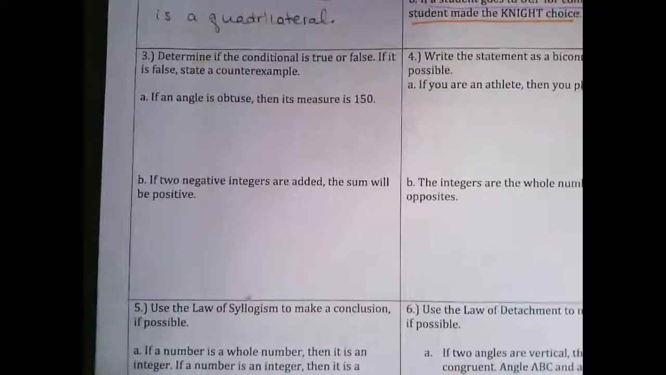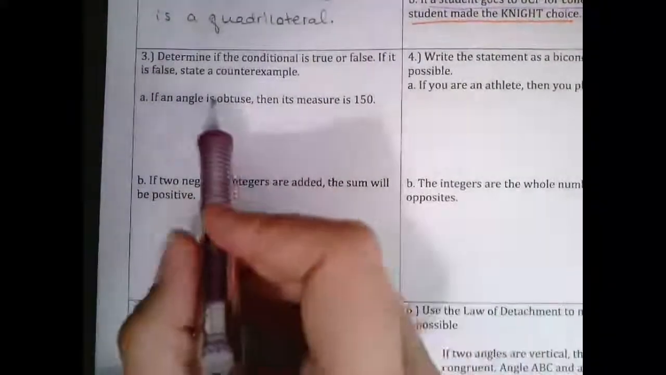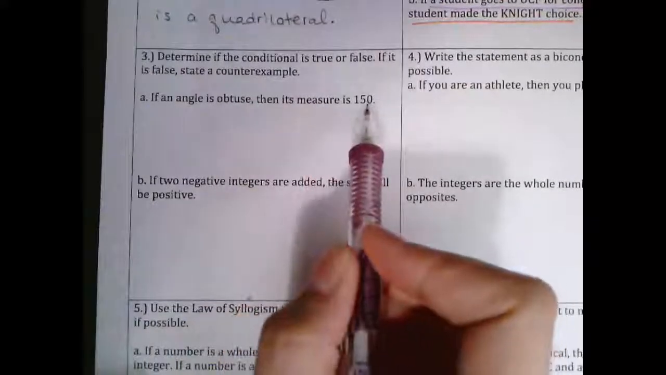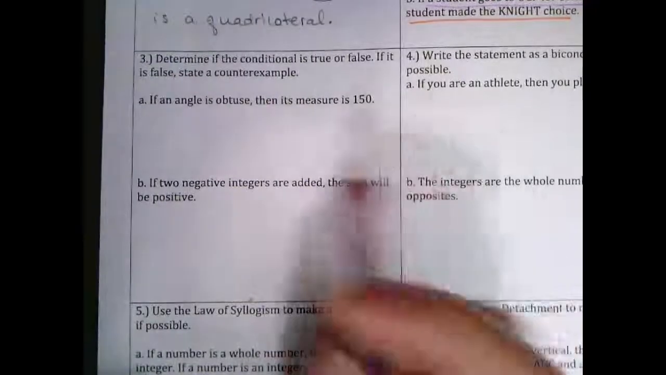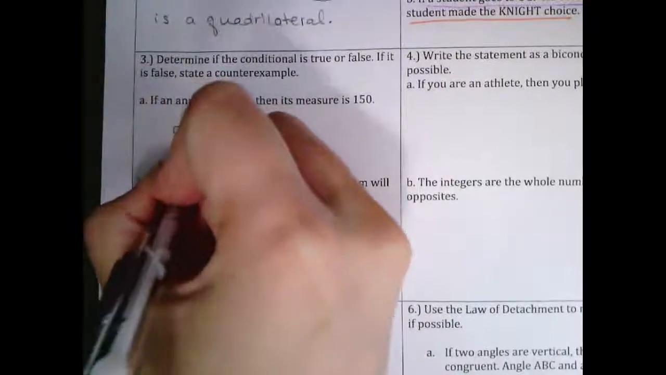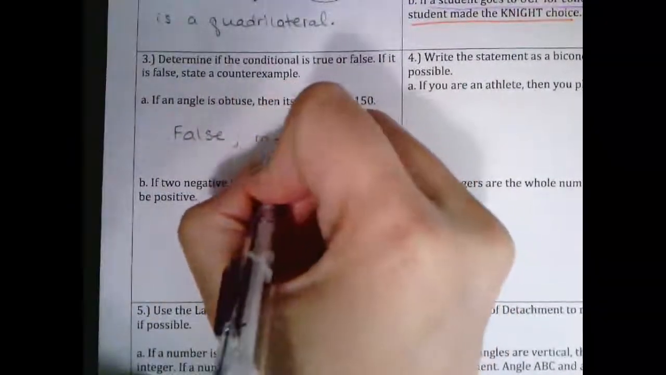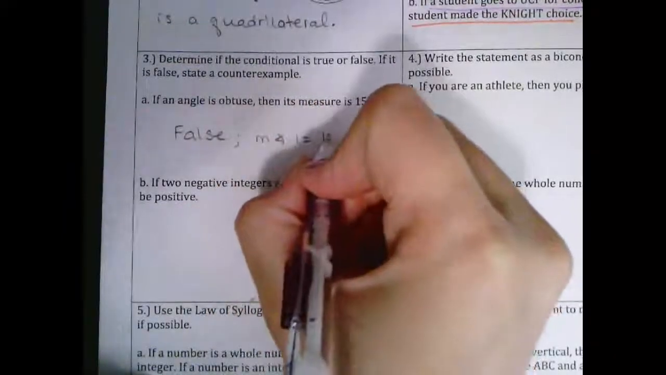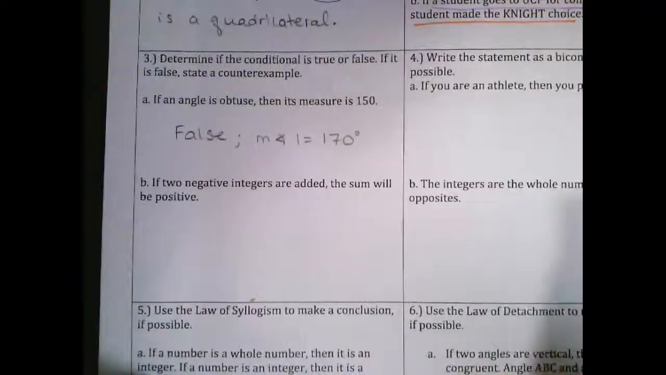Okay. Determine if the conditional is true or false, and if it's false, state a counterexample. So if it's not false, don't state a counterexample. If an angle is obtuse, then its measure is 150 degrees. Well, if it's obtuse, that just means it's greater than 90 and less than 180. So this would be false, because they're not all 150. A counterexample would be the measure of an angle is maybe 170 degrees. Or you could write those words too. You could write the measure of an angle is 170 degrees.